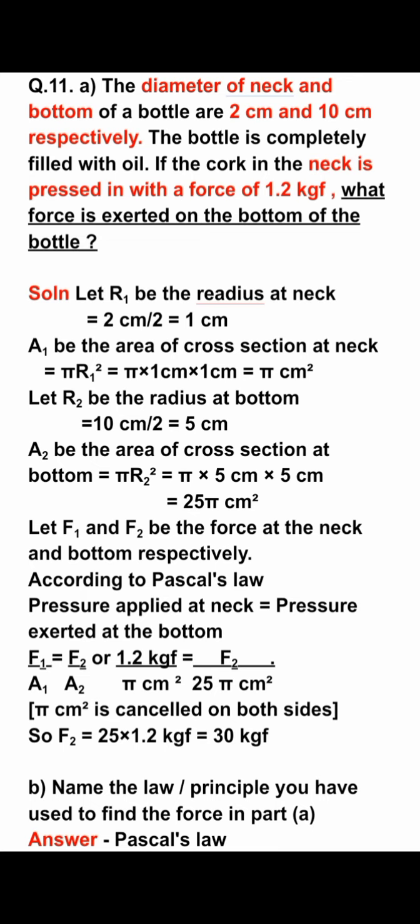The second part of the question is, name the law or principle you have used to find the force in part A. We have used Pascal's law.